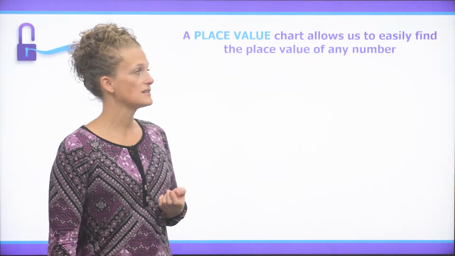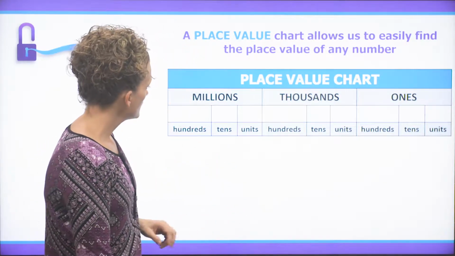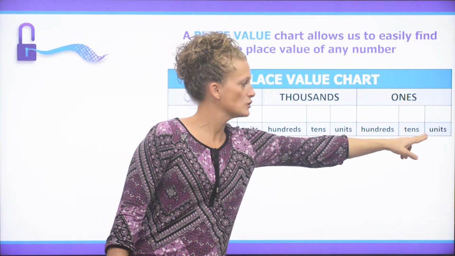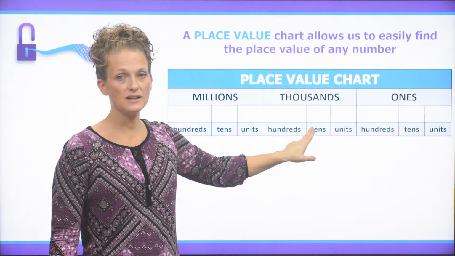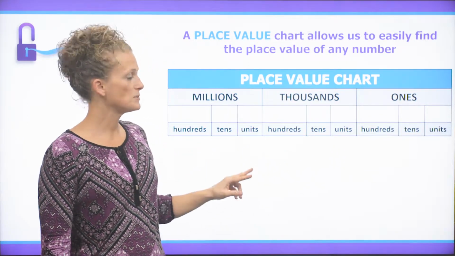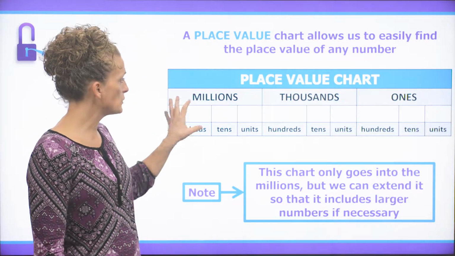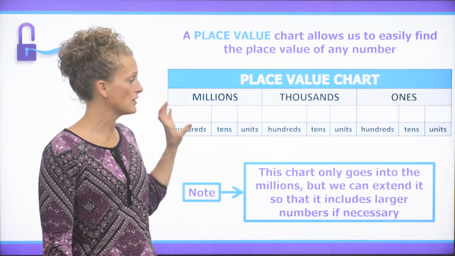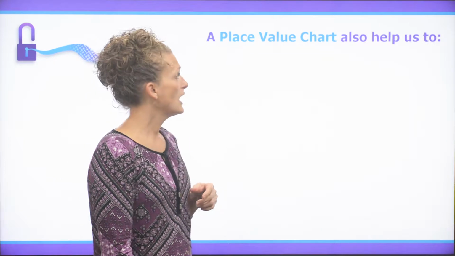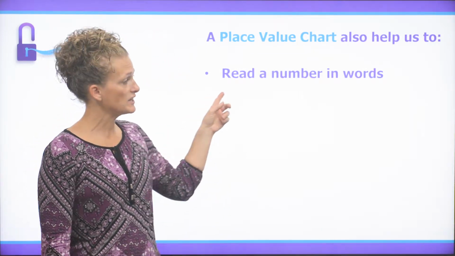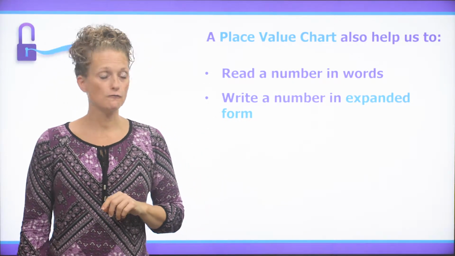Now, a place value chart allows us to easily find the place value of any number that we might want to know. So you can see here we start with the ones, and they have the units, the tens, the hundreds. Then we get up into the thousands, so we have thousands, 10,000s, 100,000s. And then we get up into the millions, so we have millions, tens of millions, hundreds of millions. Note that we've only gone up to 1 million, but you could keep adding on as necessary to have billions, trillions, and so on. A place value chart also helps us to read a number in words, and it allows us to write a number in expanded form.